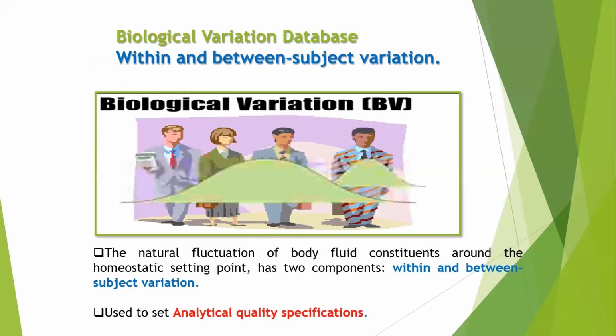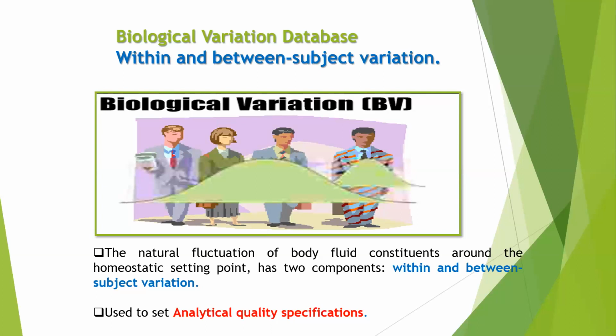Then we come to the biological variation database. There is a natural fluctuation of the body fluid constituents around the homeostatic setting point, and this is called biological variation. This is within-subject variation. That means from person A to person B, there can be a between-subject variation, while within the body of the same individual, it depends on diurnal rhythms, stressors, and so many other factors.